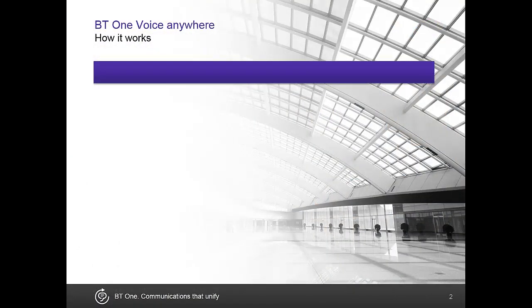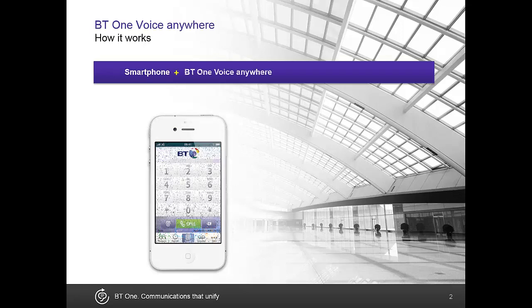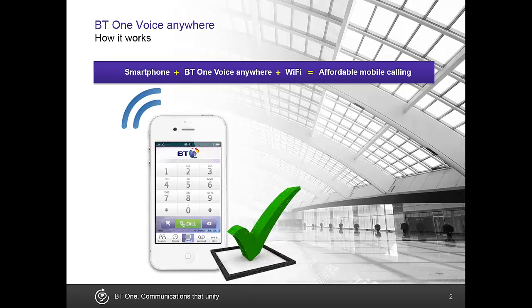Let's get started. The BT One Voice Anywhere service simply takes your smartphone. It applies the One Voice Anywhere mobile application from BT. It uses a Wi-Fi connection wherever you can connect to Wi-Fi. And then, when you place calls from the BT One Voice Anywhere mobile application, you will place those calls over Wi-Fi and across BT's global One Voice network, also known as a VoIP call for voice over IP. This will save your company money in comparison to placing standard mobile calls and paying standard mobile rates, especially when you are roaming internationally.